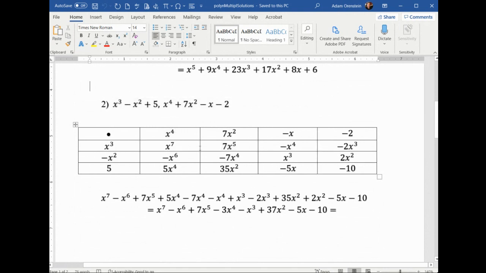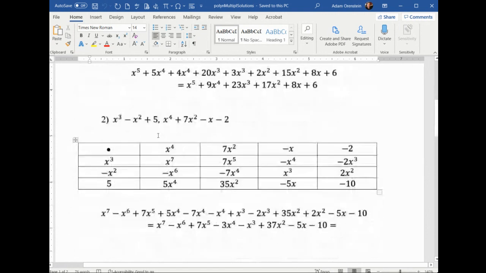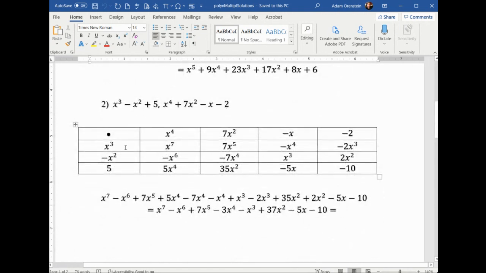And then, just like before, you multiply. You have x cubed times x to the 4. That's x to the 7. Okay. X cubed times 7x squared, that's 7x to the 5th. You keep on going. X cubed times minus x to the 4. X cubed times x cubed times minus 2 is minus 2x cubed. And you basically keep on doing this for minus x squared with each one, as you can see. Good.